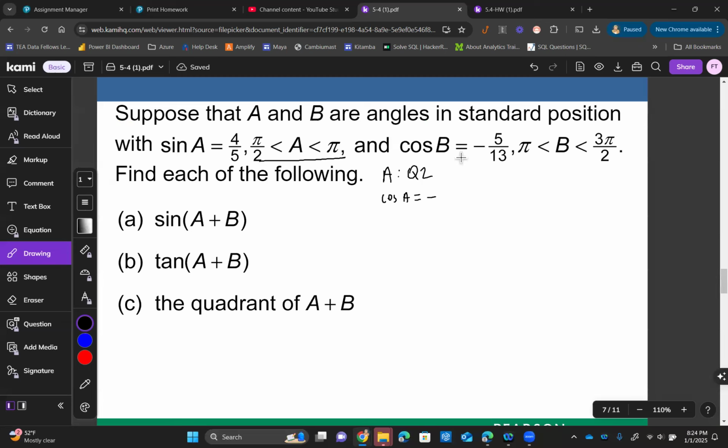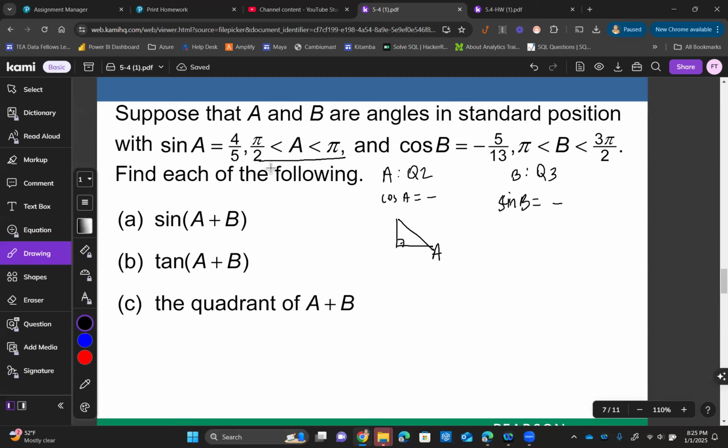And then for angle B, its cosine value is given, so I need to find its sine value. And this question tells me that angle B is between pi and 3 pi over 2. So angle B is in quadrant 3, and in quadrant 3, sine values are negative. And for both of the angles, we have to draw a triangle, and this is my angle A.